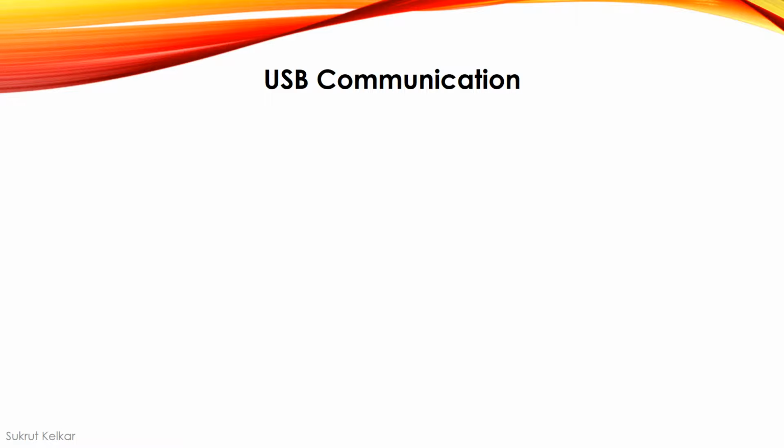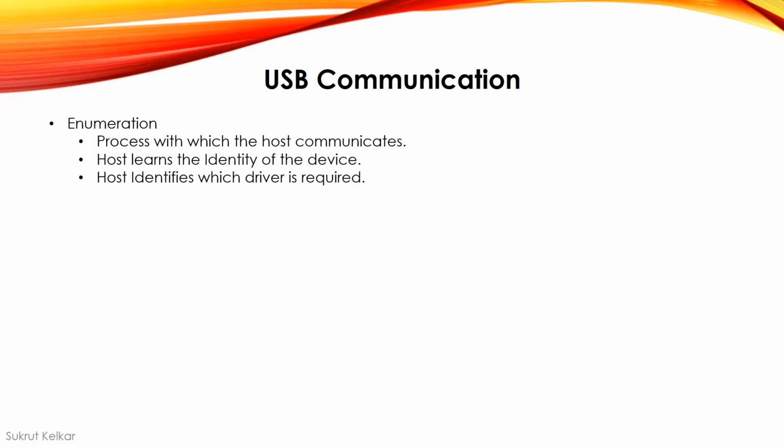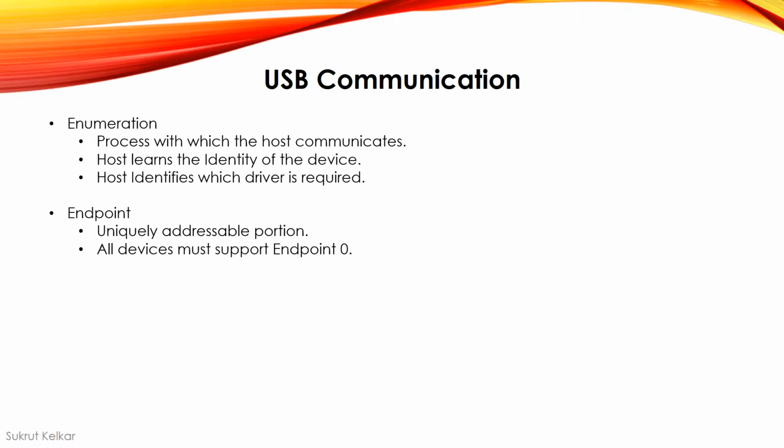USB communication. When a USB peripheral device is first attached to the network, a process called the enumeration process gets started. This is the way by which the host communicates with the device to learn its identity and to discover which device driver is required. The USB communication takes place between the host and the endpoints located in the peripherals. An endpoint is a uniquely addressable portion of the peripheral that is the source or the receiver of the data.